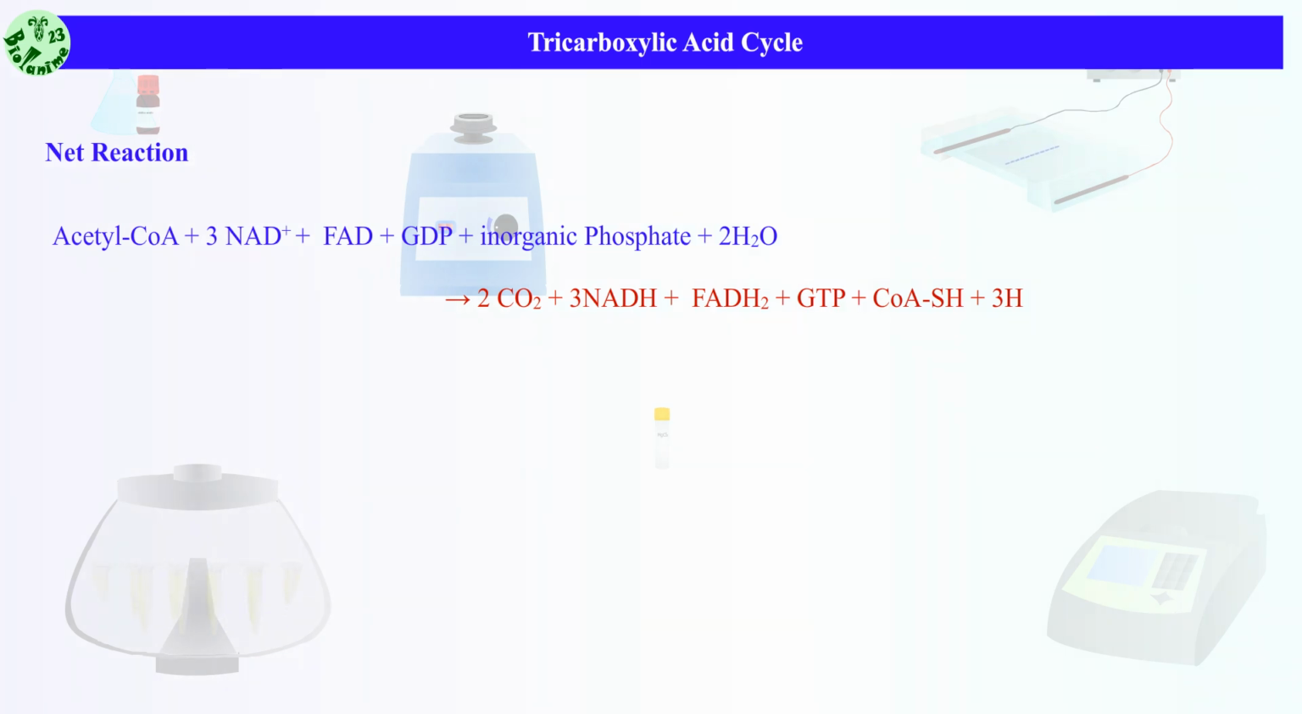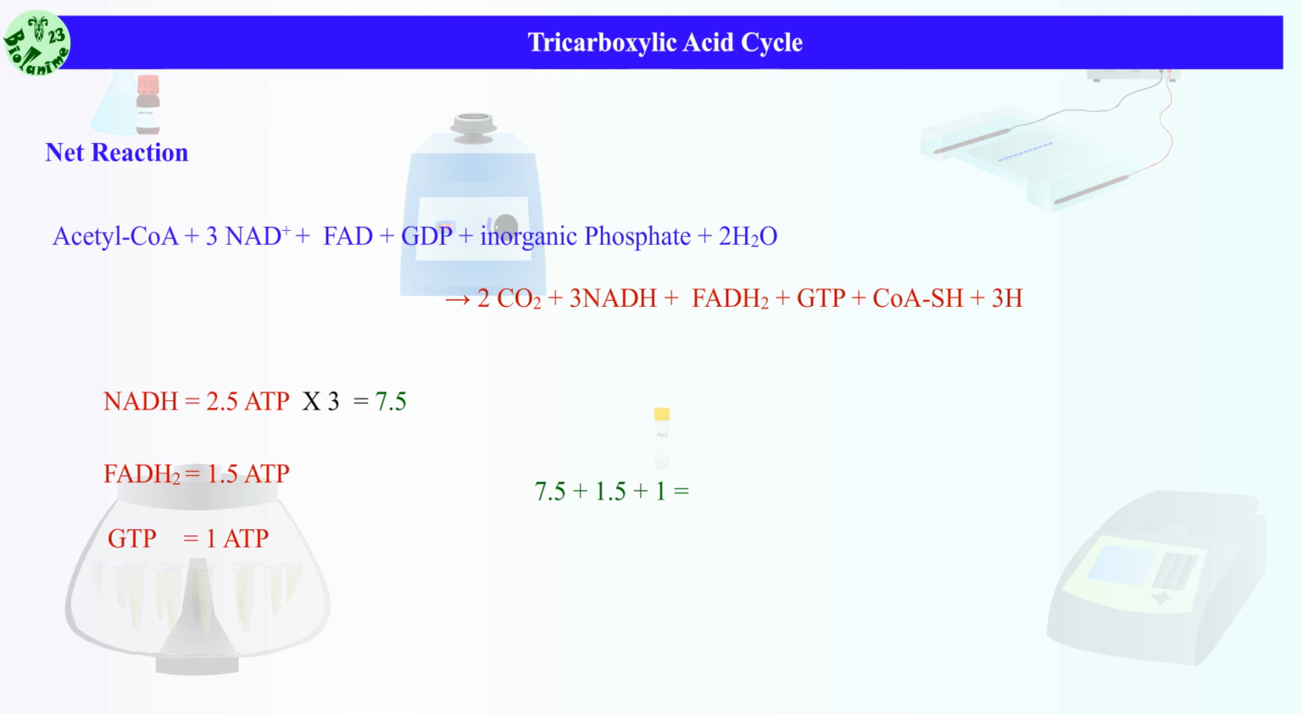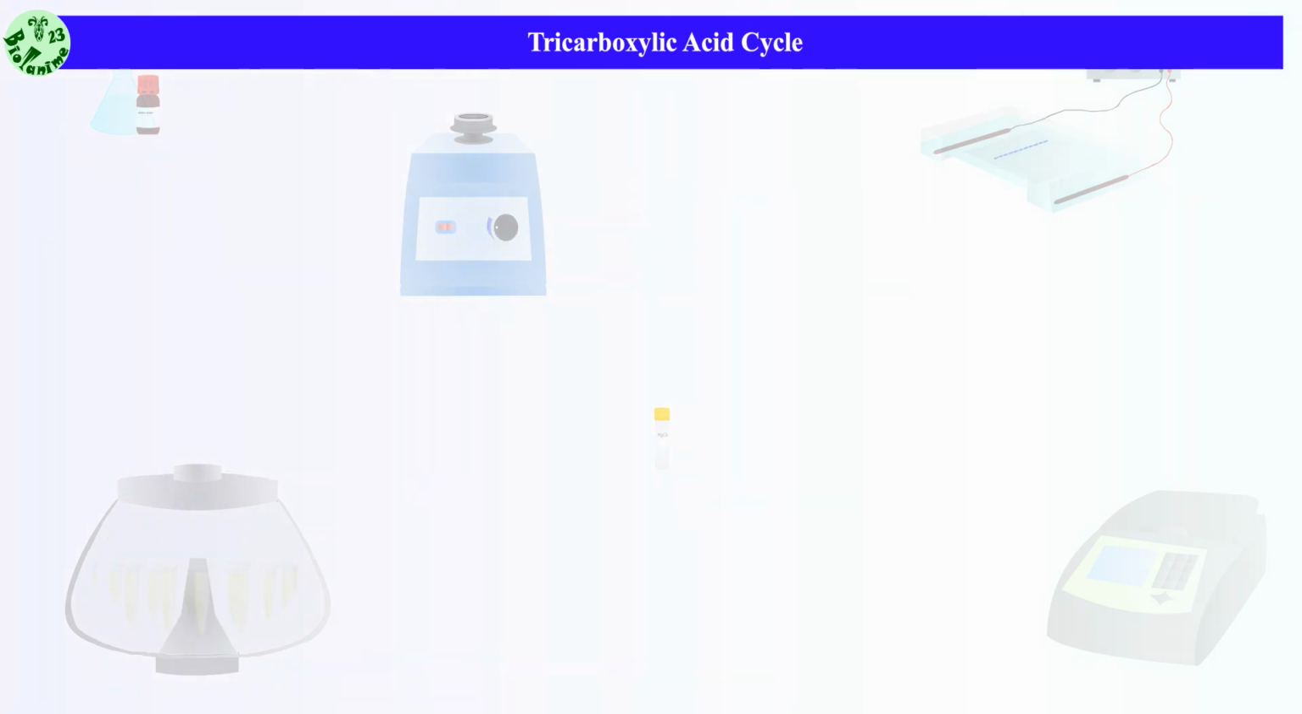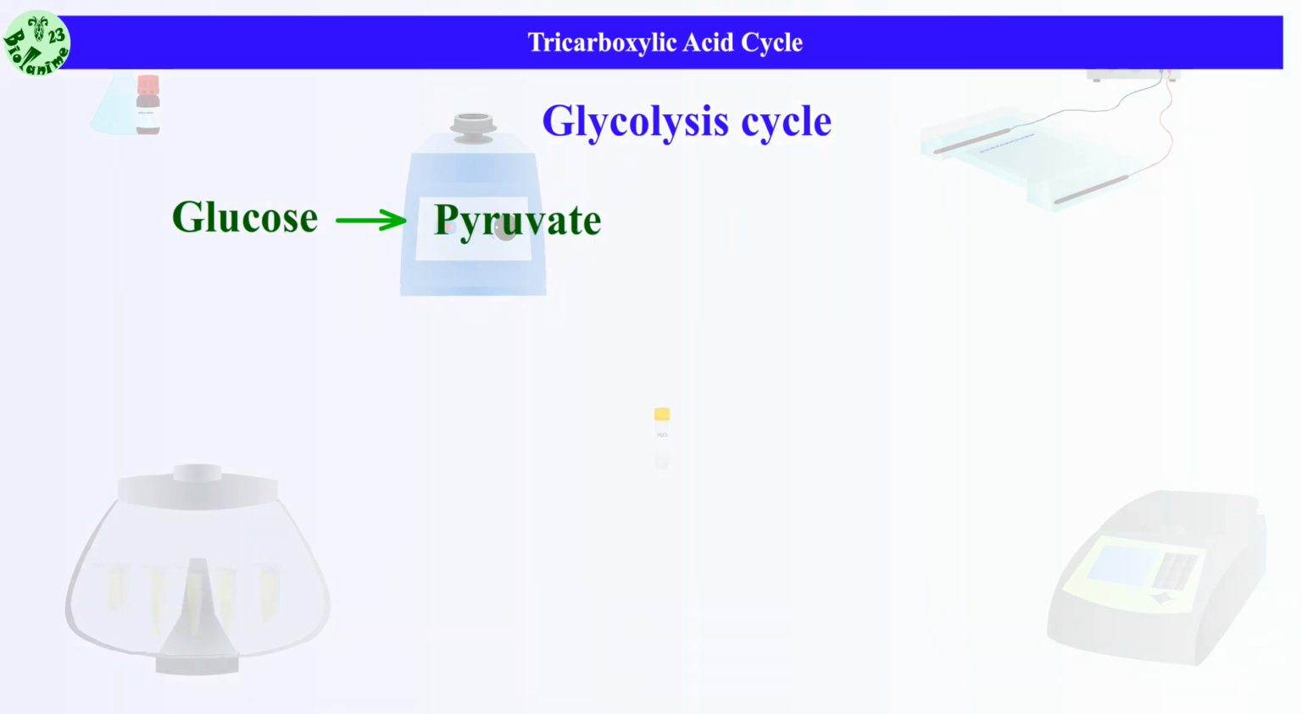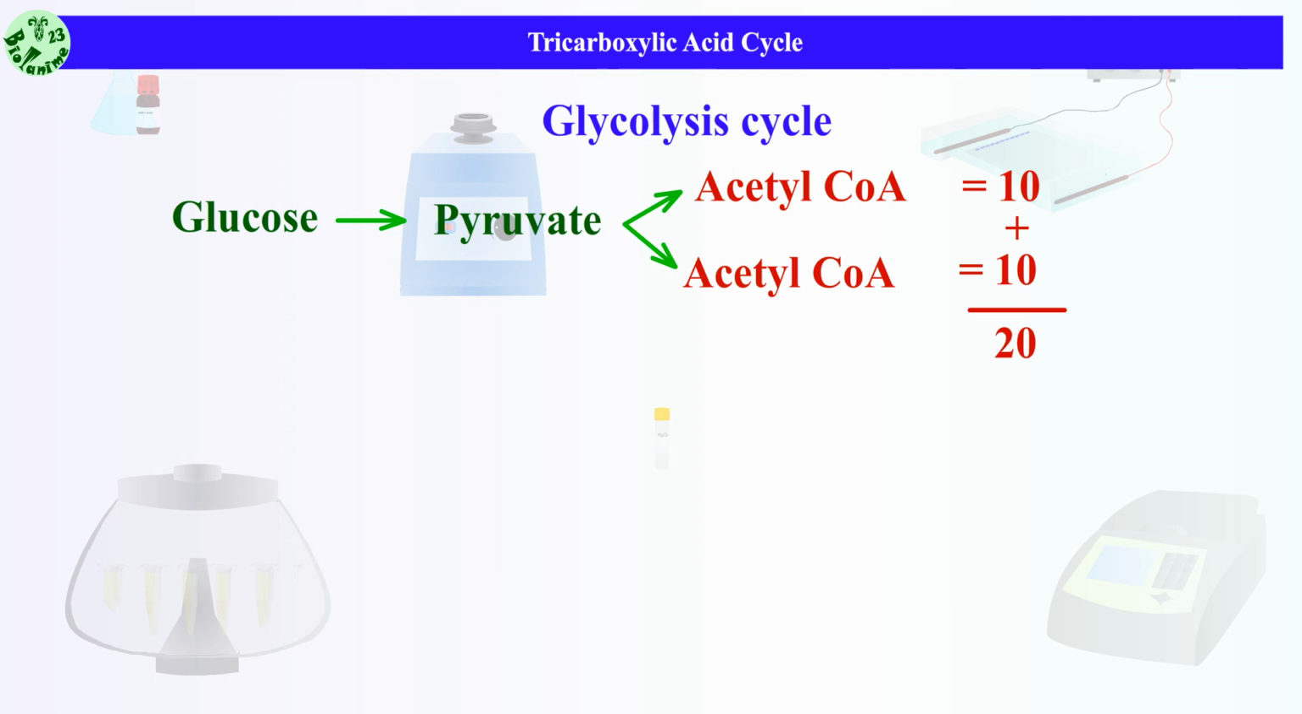The ATP yield from 1 acetyl-CoA is calculated as 1 NADH will give 2.5 ATP. So 3 NADH will give 7.5 ATP. 1 FADH2 gives 1.5 ATP. And 1 GTP is equivalent to 1 ATP. Hence 7.5 plus 1.5 plus 1 is equal to 10. And if we consider that acetyl-CoA comes from glycolysis, and 1 glucose can form 2 acetyl-CoA, then 2 times 10 is equal to 20. Hence, 20 ATP are created via 1 TCA cycle.